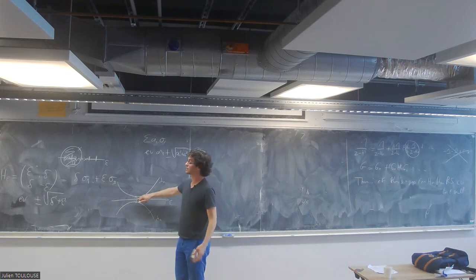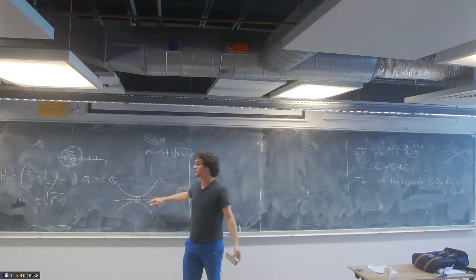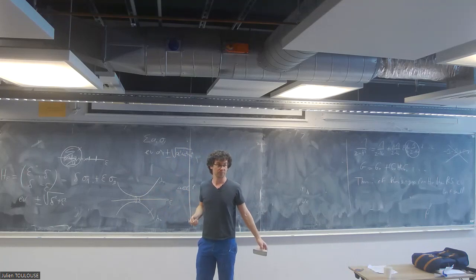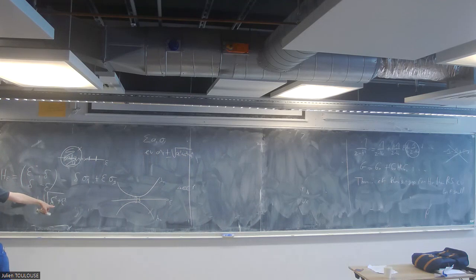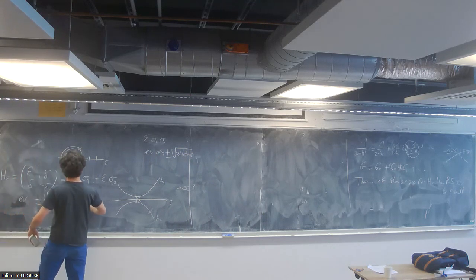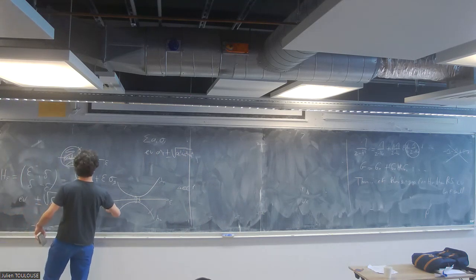So I can expand. I mean, this is an analytic function that I can expand at 0. What is the radius of convergence of the expansion of this at epsilon equals 0? Yeah, it's delta. How do you compute this? Because the radius of convergence of a function is the distance to the closest singularity in the complex plane. And this is singular at plus and minus i delta.